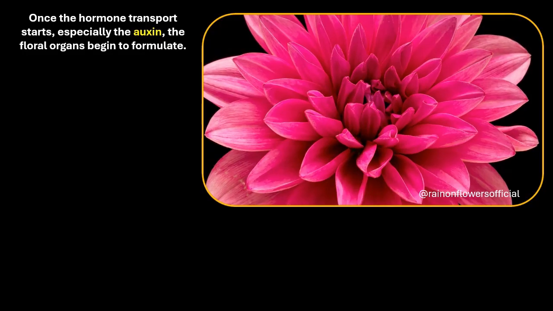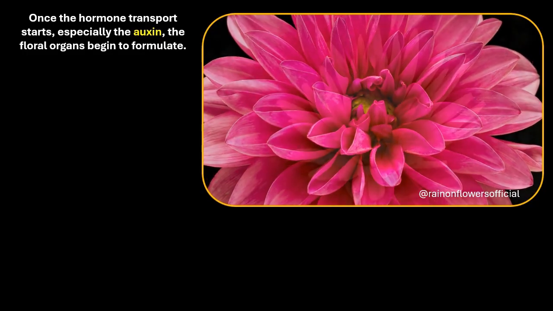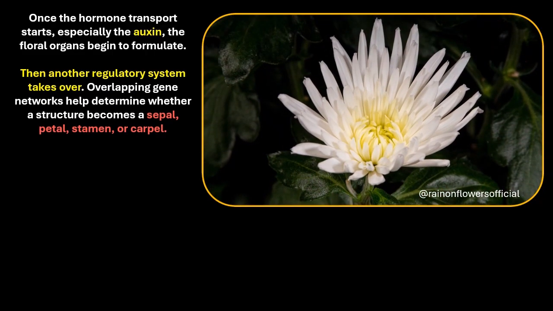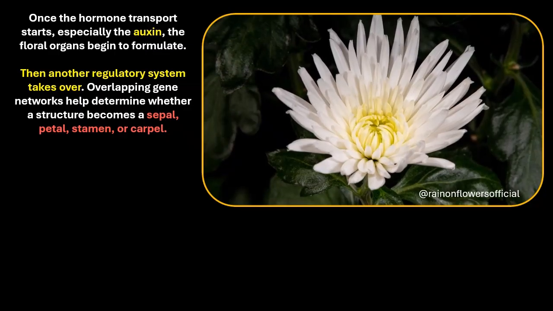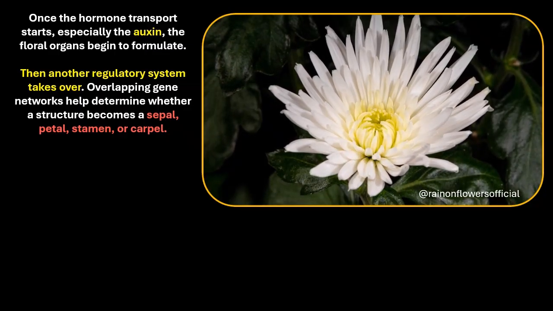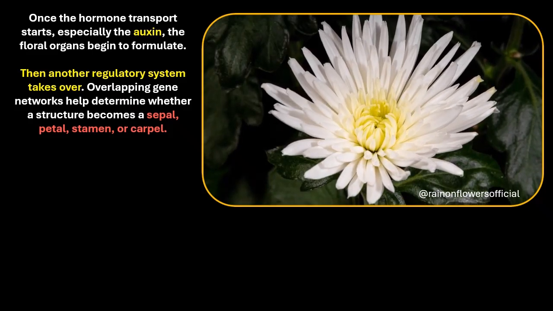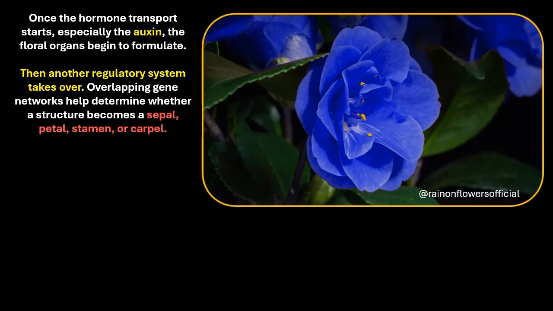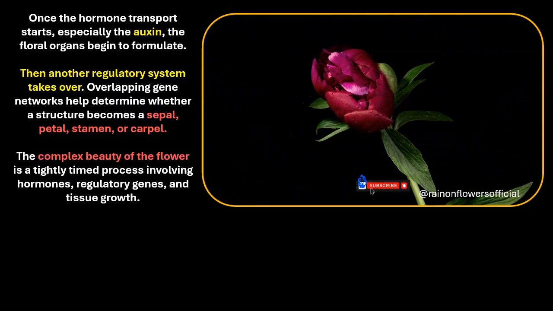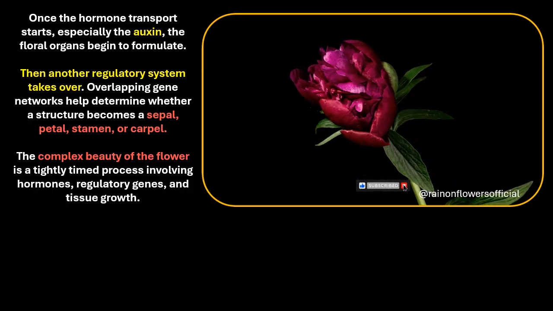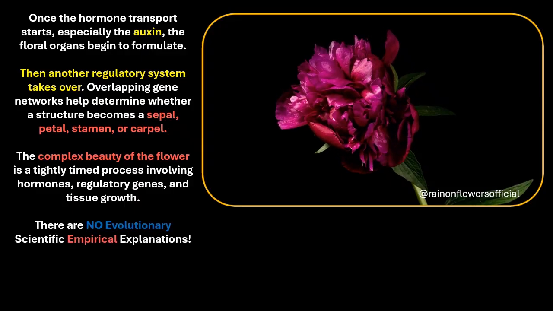Once the hormone transport starts, especially the auxin, the floral organs begin to formulate. Then another regulatory system takes over. Overlapping gene networks help determine whether a structure becomes a sepal, a petal, a stamen, or a carpel. The complex beauty of the flower is a tightly timed process involving hormones, regulatory genes, and tissue growth.